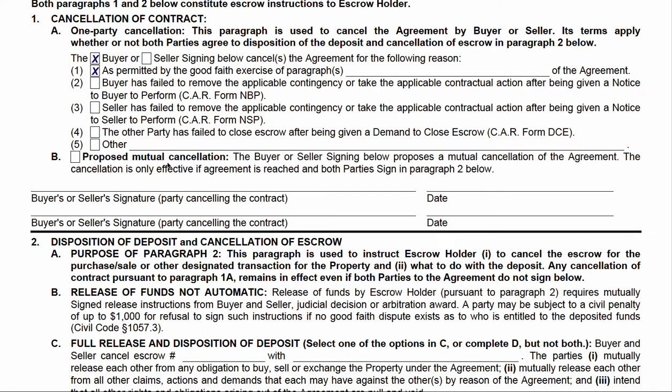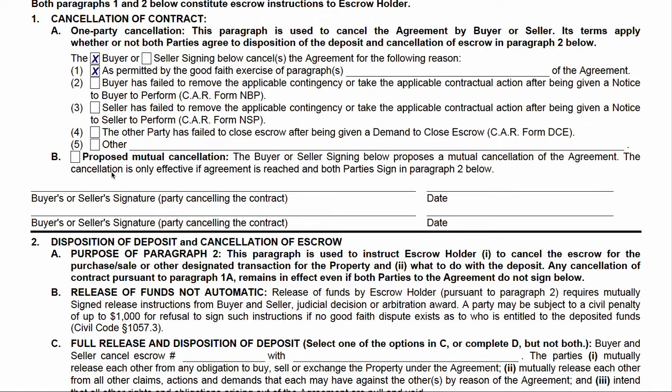So basically, you're just stating on what premise each party can cancel. And it really states the rights right here. A notice to perform was sent and wasn't responded to. Demand to close was sent, wasn't responded to. And then that party can unilaterally cancel.